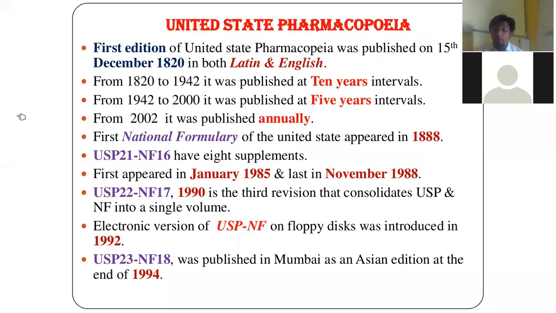And now electronic versions of USP NF are being published. Nowadays it comes as a DVD or Blu-ray disc. In those days it used to come as a floppy disk. From 1992 only, they started giving the USP as a soft copy, a digital version without print. And USP 23 and National Formulary 18 was published in Mumbai as an Asian edition at the end of 1994. So this is the brief introduction of the United States Pharmacopoeia, right?